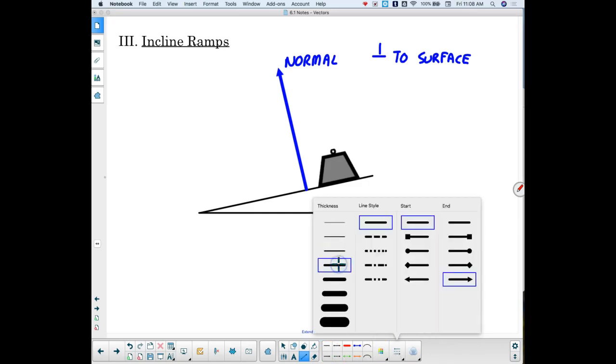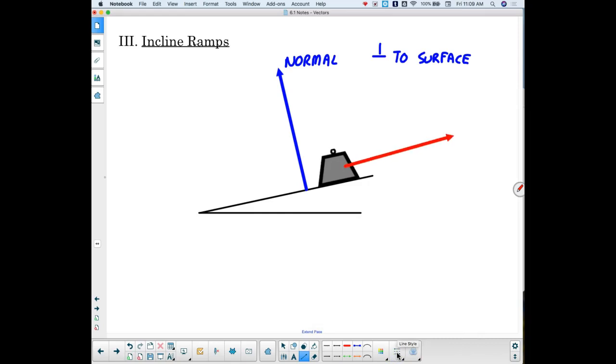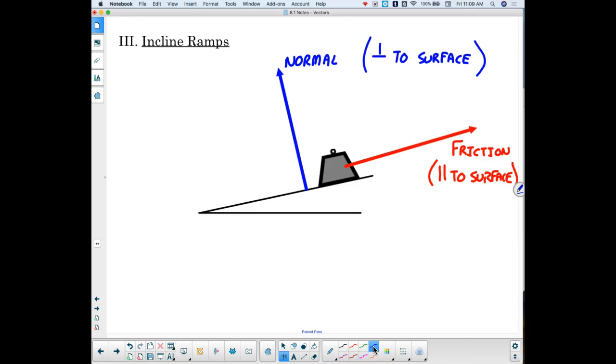Another force working on your object is friction. Friction is parallel to your surface.